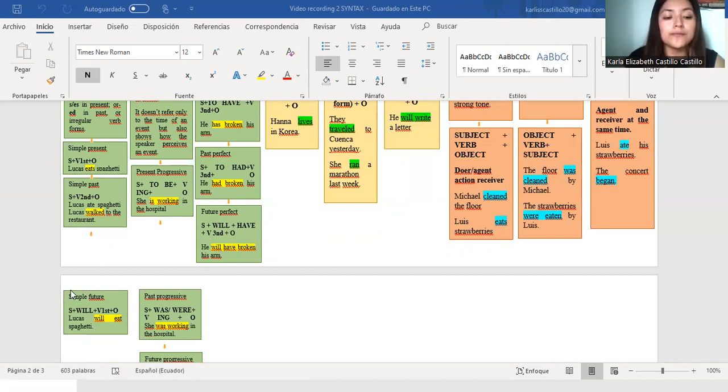And finally, simple future includes the grammatical rule: subject plus will plus verb in the first person and object. For example, Lucas will eat spaghetti.